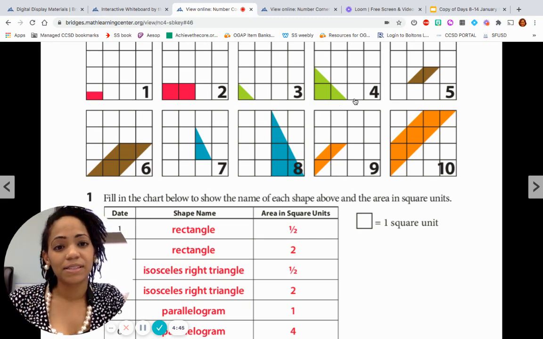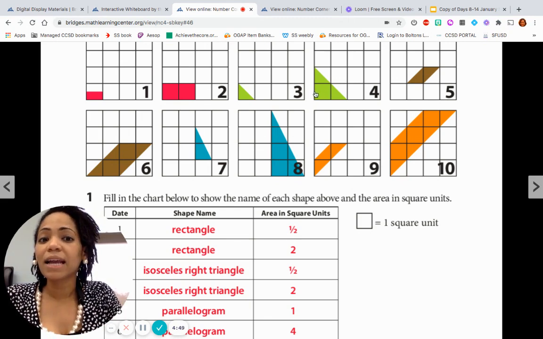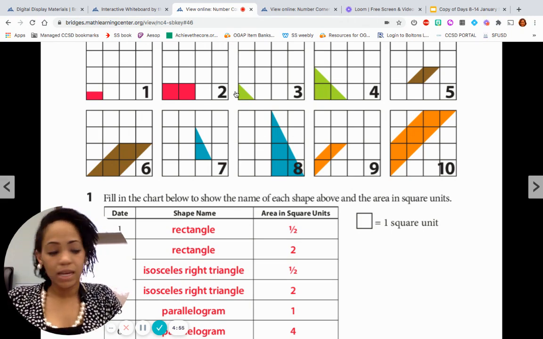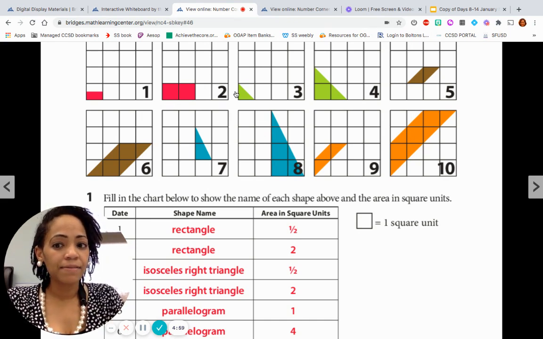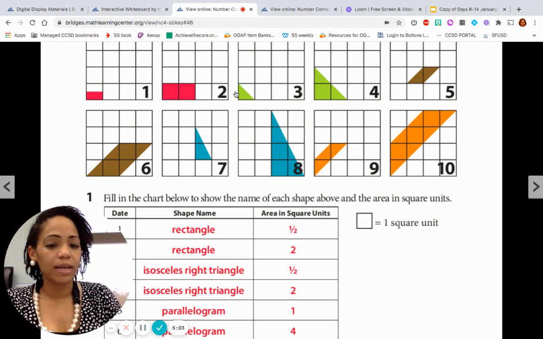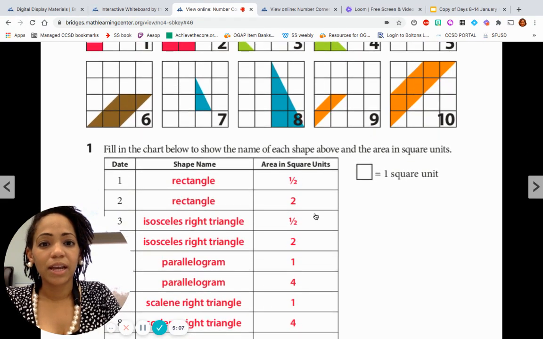If 2 sides have the same length, it is an isosceles triangle. It's a right triangle because 90 degrees does fit here. We can fit a square right here in the corner. Number 5 and 6 are parallelograms. We have parallelograms. So check out the areas.